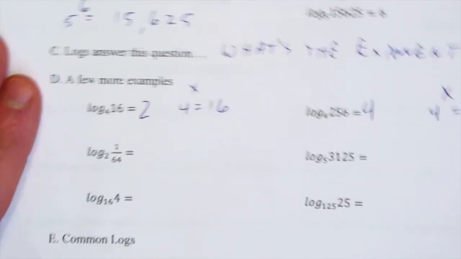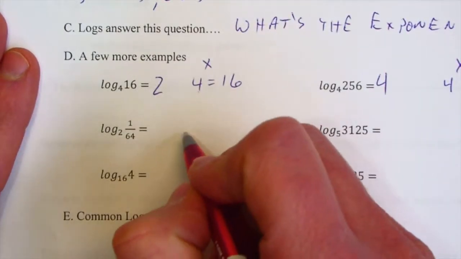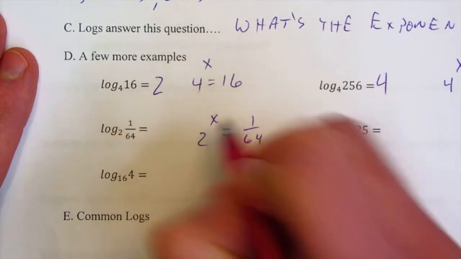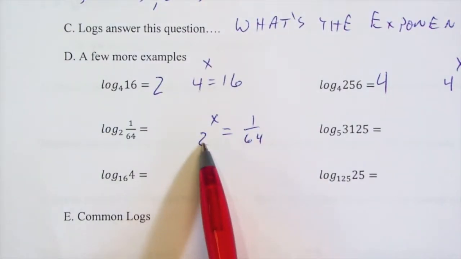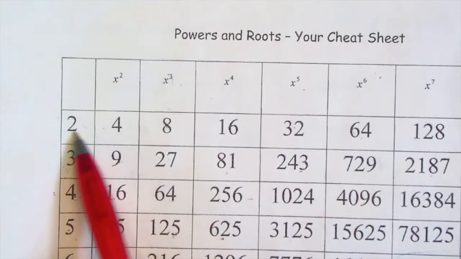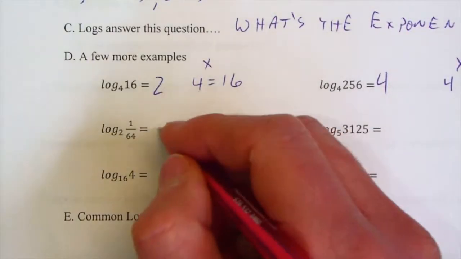All right, this fraction one's tough. We're going to do this in two stages. It says start with a 2. It's going to turn into 1/64th, and I want to know what exponent does that. Well, here's how it goes. Start with a 2, end with a 64. Looks like the answer is going to be a 6. So that's how we get it.